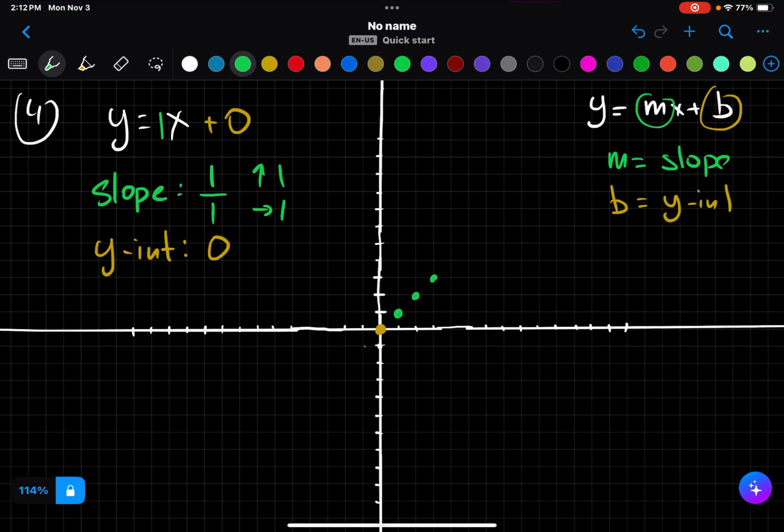And then you're going to go ahead and graph it. That's what it should look like, give or take. So that's number 4. Let me know if you have any questions. Pause this if you need to. Let's set up for number 5.